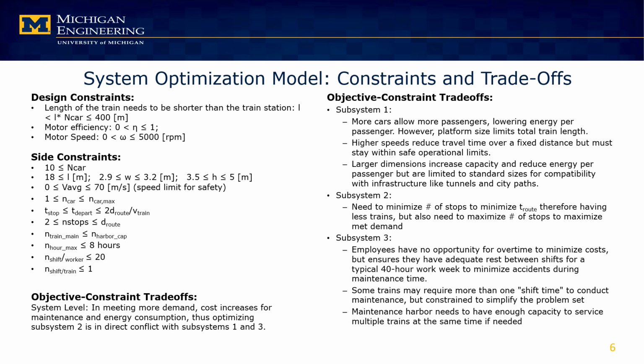For the maintenance subsystem, we limited the number of hours that an employee can work so that they have adequate rest between shifts, as well as defined a constraint for how long a shift should require to conduct maintenance on a single train to simplify the problem. And we limited the amount of space that the harbor needs to service all of the trains.